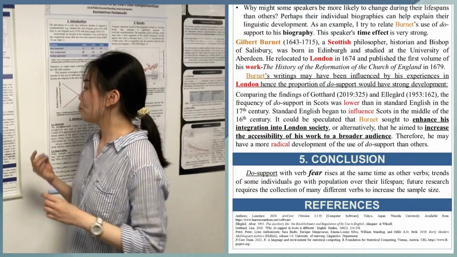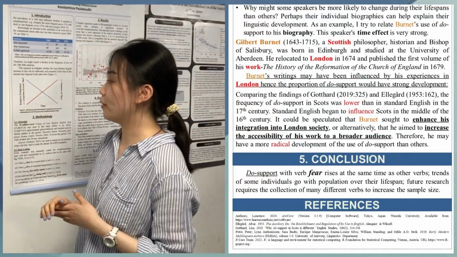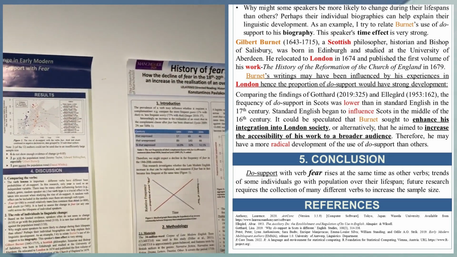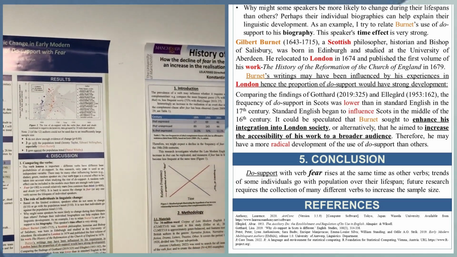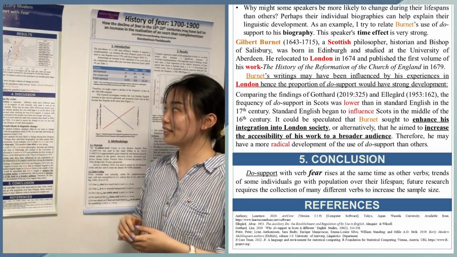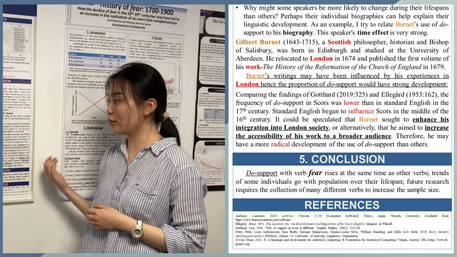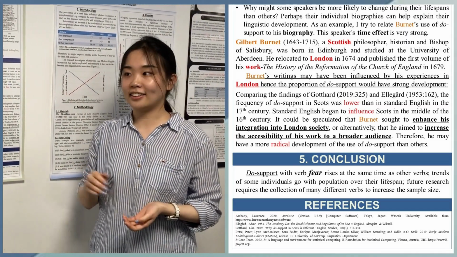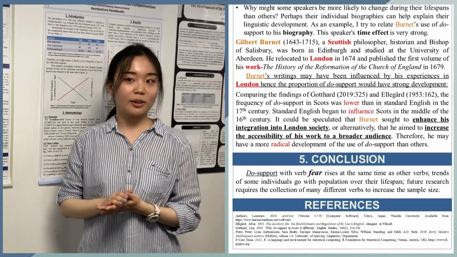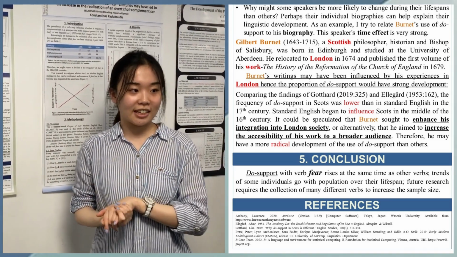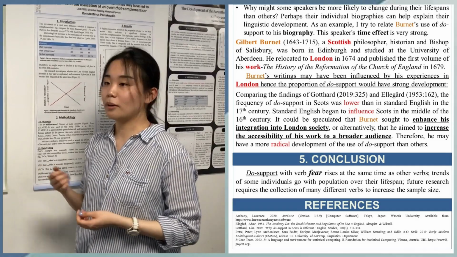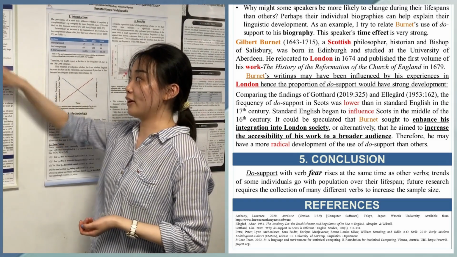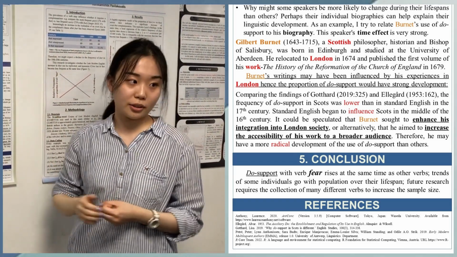And also, when we look at the second figure, we may notice there is one person, Gilbert Burnet, this line. He has a very strong and fast development. So why is that? I try to relate his use of do support with his biography. I find that he was Scottish, but he moved to London later and published books there. So I assume that maybe he wanted to integrate himself into London society, or maybe he wanted to make his work more accessible to more audiences. This could be the cause of why he might have a more radical development than other authors.